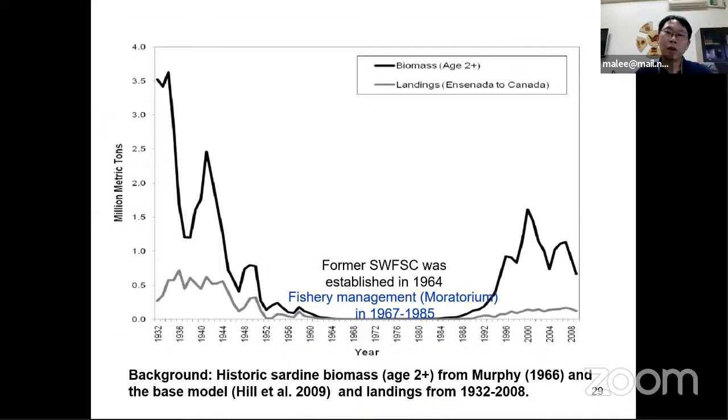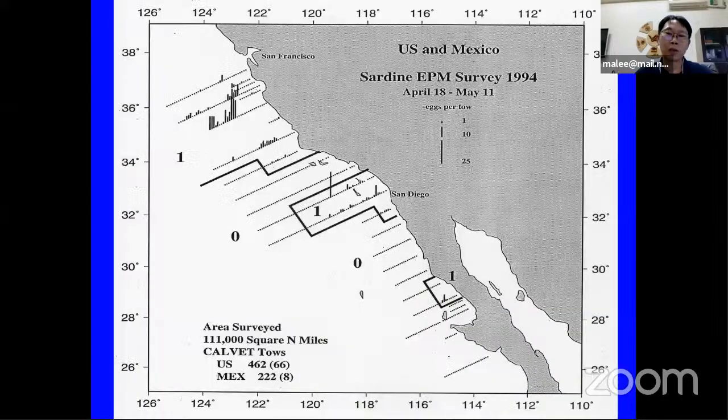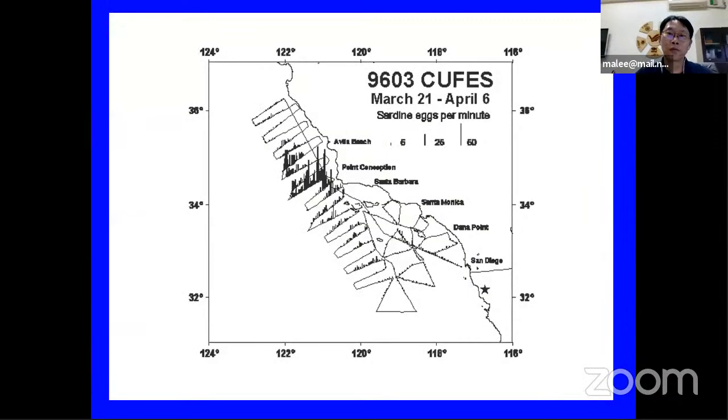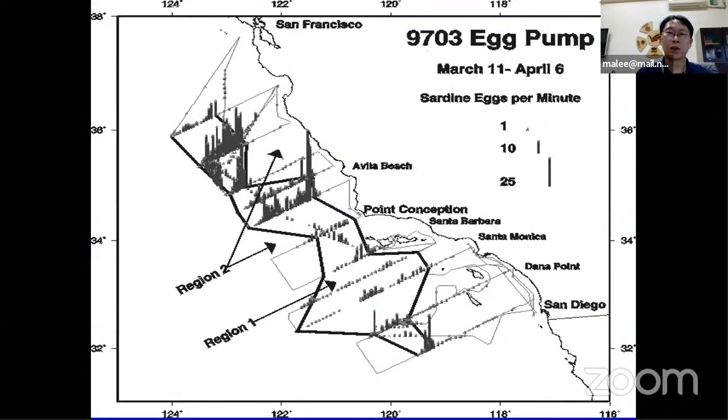So this is an example of their results in 1994. They surveyed the sardine population from April 18 to May 11. And the next slide is for the sardine abundance in 1996. And so depending on the sea conditions, they may have a little change there in the survey observation, and this is the slide for March 1997.